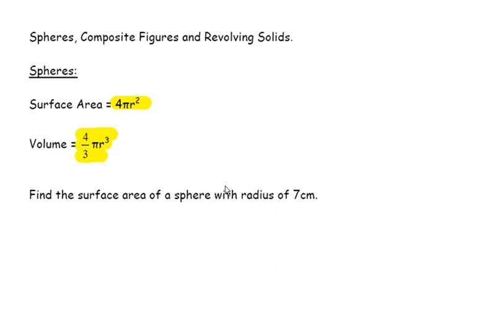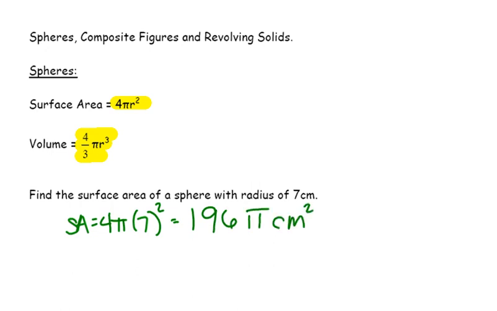All right, so if we want to find the surface area for a sphere with a radius of 7, we just plug it into our formula, 4 pi, 7 squared, which gets me 196 pi, and the units are centimeters squared. Straightforward. Just memorize the formulas.